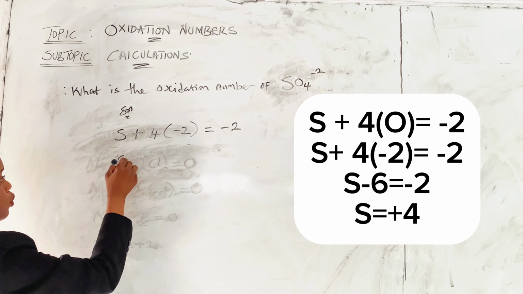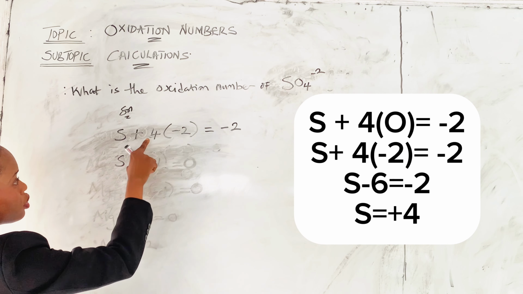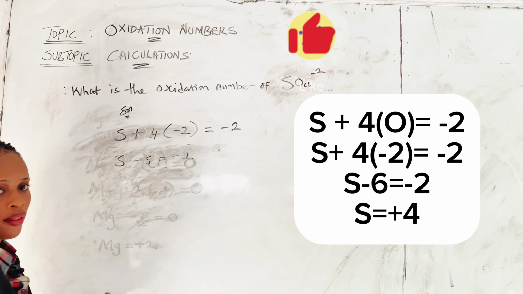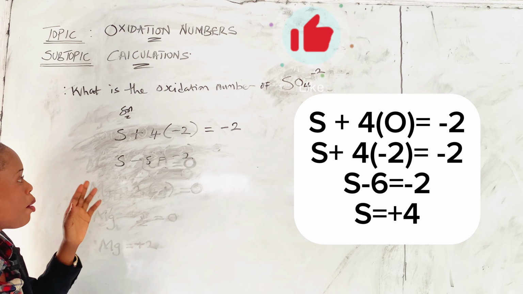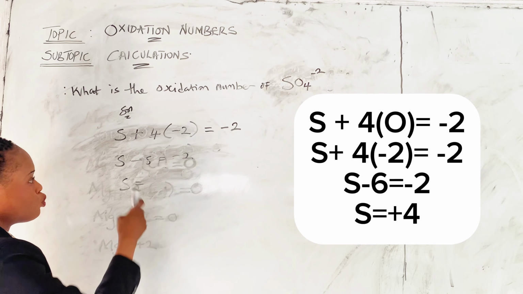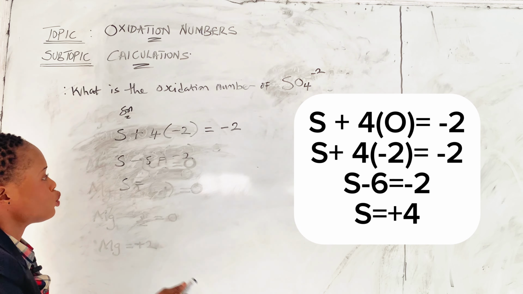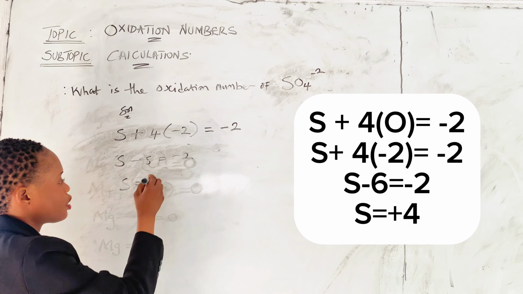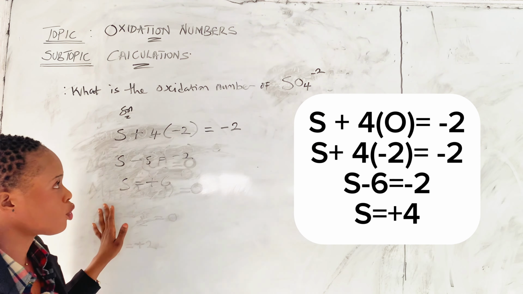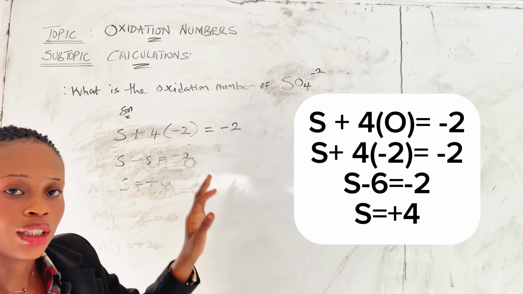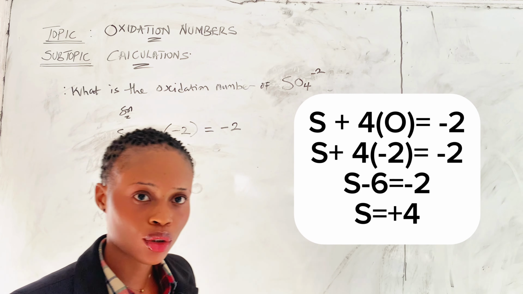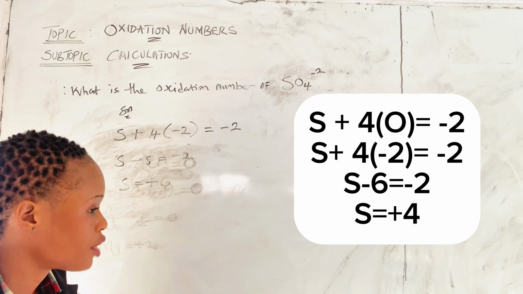So we can now solve. So S minus 2 times 4 is 8, equal to -2. Okay, so what do we do? -8 will now go over the sign and become +8. So S will now be equal to -2 plus 8, which is what? +6. I hope I'm making sense. So meaning that the oxidation number of sulfur in sulfate is what? +6. Okay, so please attempt these questions, pause the video, solve it, and then check if your answer is correct.